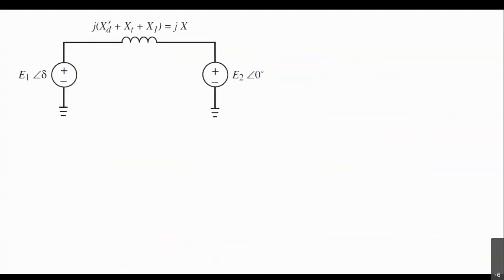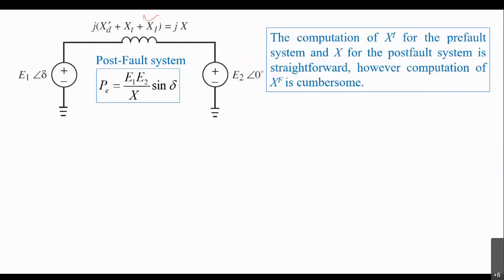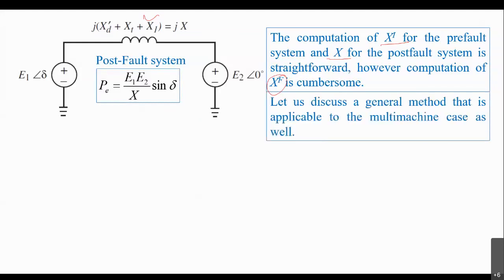And this is after the fault. The fault is cleared, and we get this kind of simple equivalent circuit, because the line is tripped from both ends by the circuit breaker. So the computation of Xi and X, that is before fault and post fault, is straightforward. However, computation of XF is cumbersome because it takes some Y delta transformation. In the case of a network that is not a single machine infinite bus system, it is much more cumbersome. Therefore, let us discuss a general method that is applicable to the multi-machine case as well.